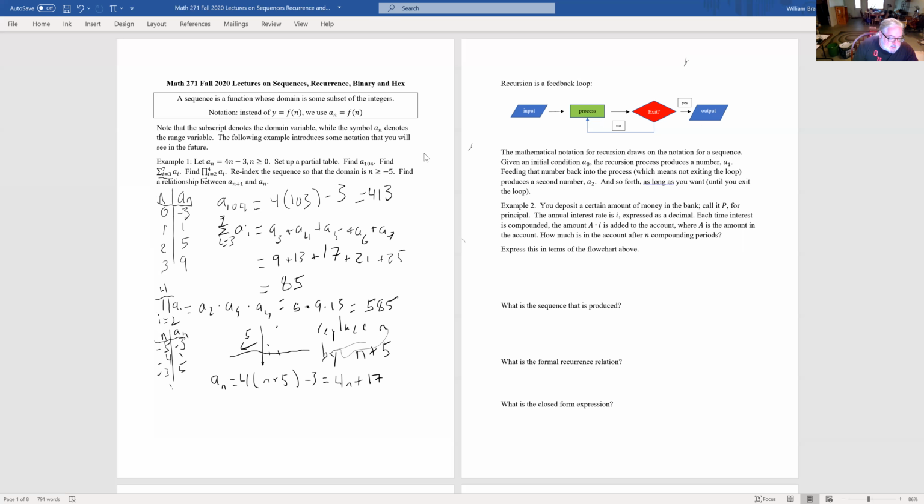And what's the relationship between a_(n+1) and a_n? Well, what is a_(n+1) anyway? That's what I get when I plug in n plus 1 for n. It's 4 times (n plus 1) minus 3, which is 4n plus 4 minus 3. But these two terms, the 4n minus 3, that's exactly what a_n is.